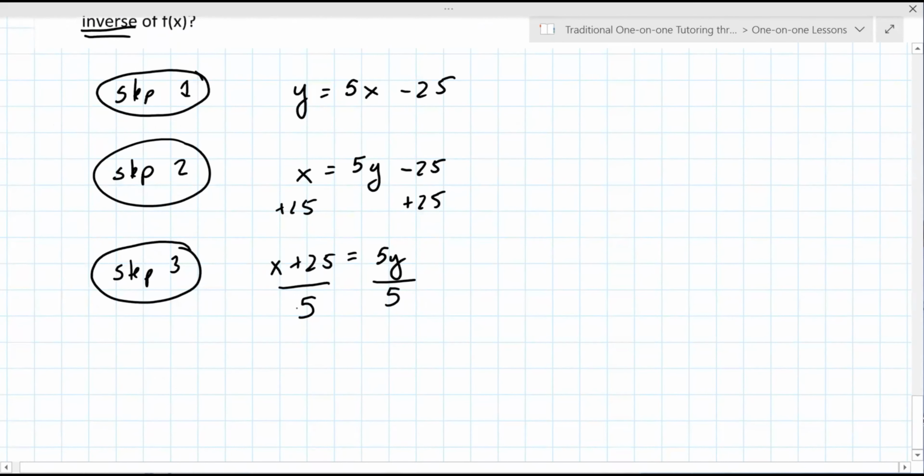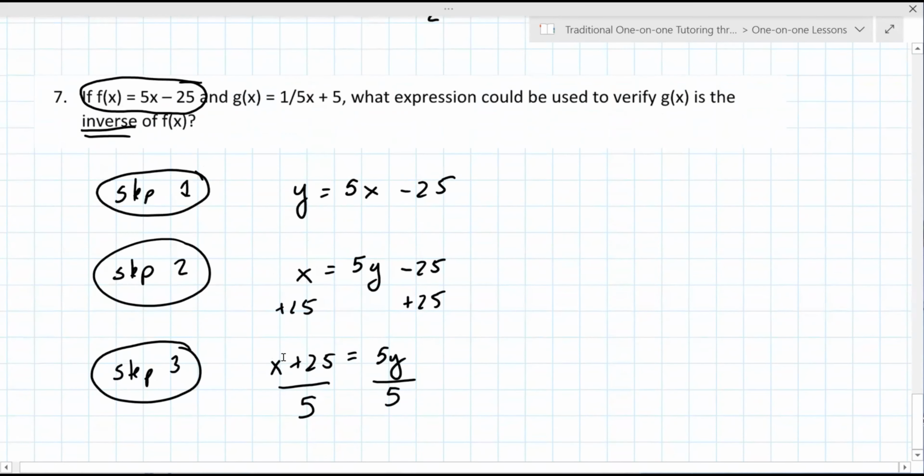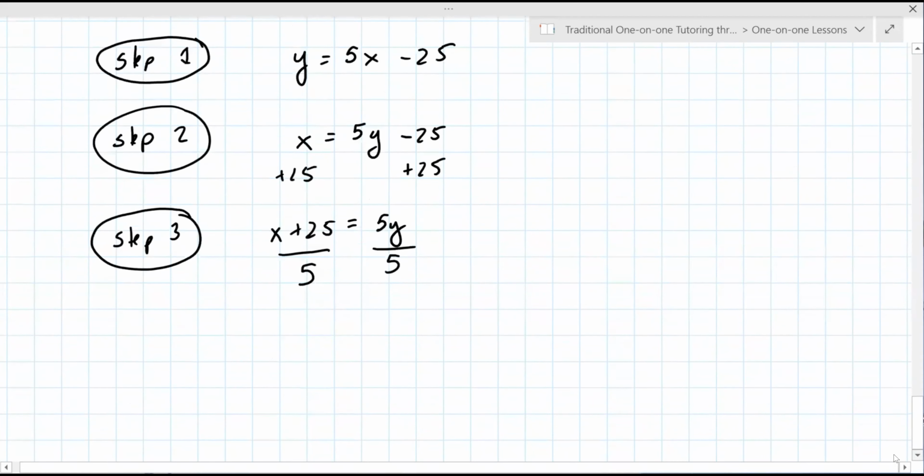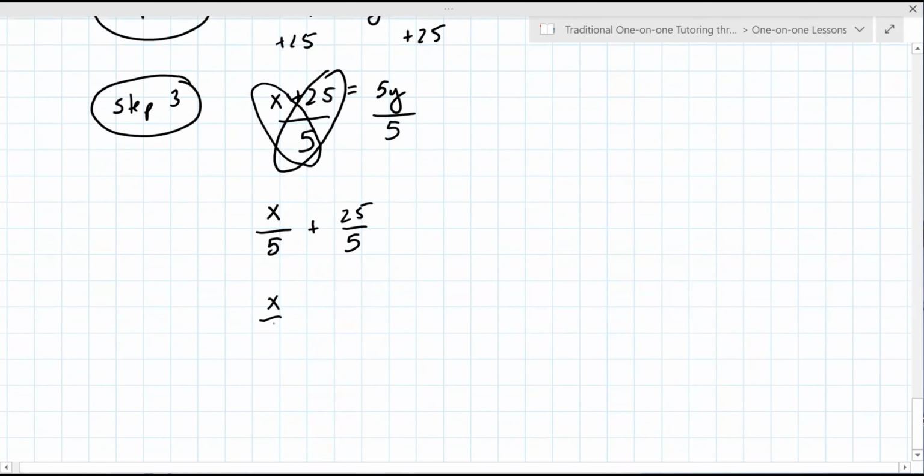Now, your answer up above doesn't look like this. So here you do have to divide, and it's not a choice. You have to divide both terms by 5. So it's x over 5 plus 25 over 5, which is x over 5 plus 5. So you simplify.